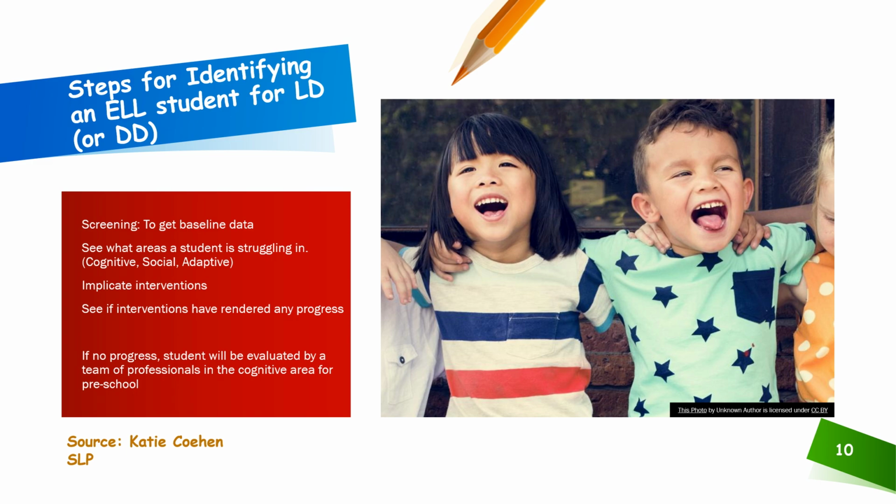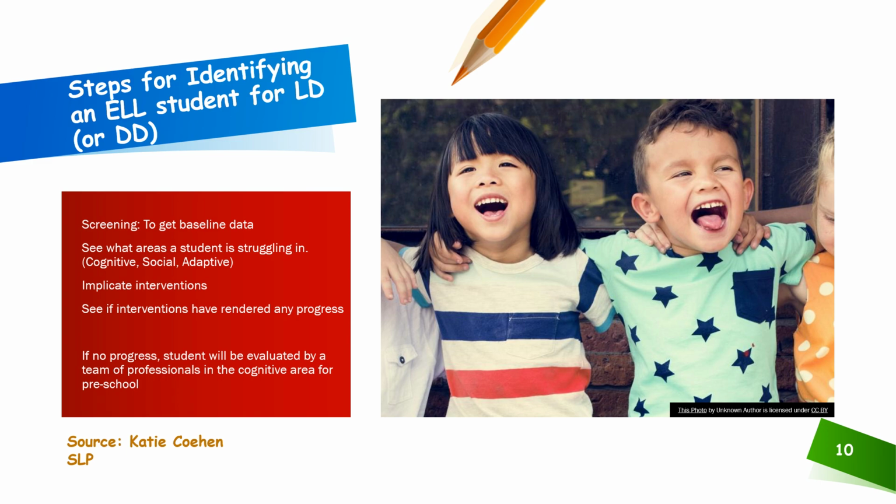Some steps for identifying an ELL student for an LD, but really a DD in the preschool environment. So the first step is to get some baseline data. The teacher will do a screening, or a speech pathologist will do a screening. Usually it will be both, one for communication and one for cognitive, social, and adaptive. The next step is to see what area the student is struggling in.